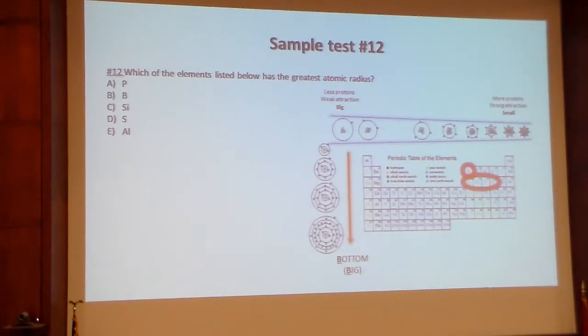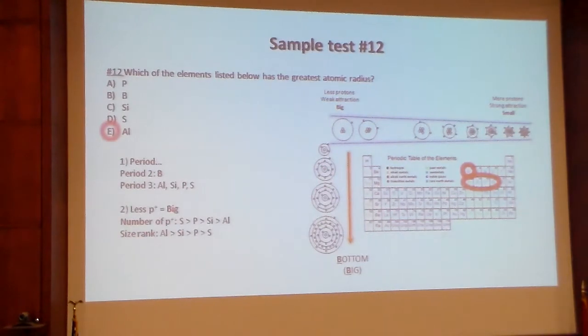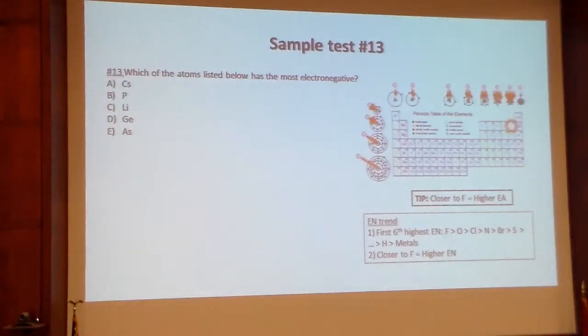Which one's the biggest? So what do we take a look at next? Number of protons. Less protons is bigger. Who has the least protons? Aluminum. You get aluminum. Okay. Number 13.